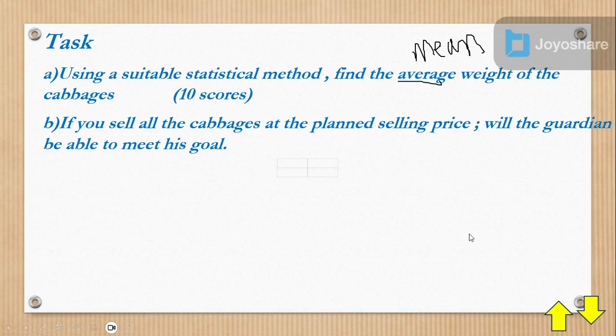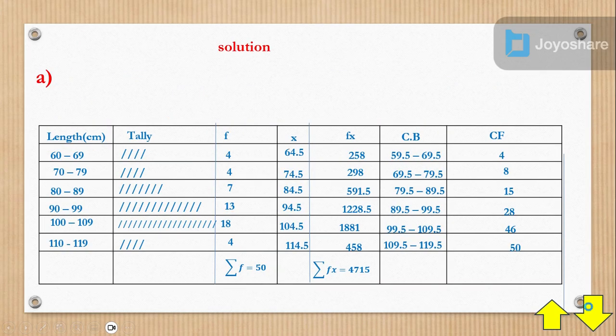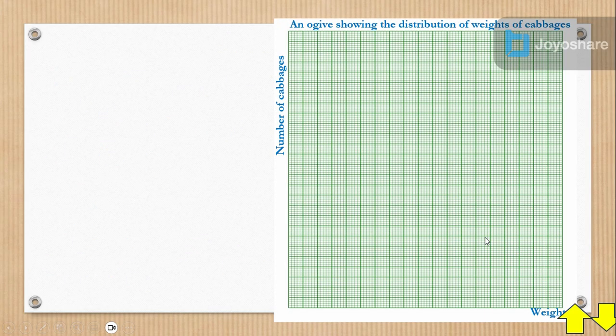Now, the goal: anything which has to do with an expectation to know what is going to happen in the future, anything which talks about the number, because here what you are looking at is the number of cabbages, anything which specifies the number, you always draw a curve. So anything to do with predicting the future, we always use curves. So here we shall use a cumulative frequency curve to predict whether the goal will be met or not. Then anything which talks about display is a histogram. So it means that you shall need to draw a graph in order to know whether he will be able to meet his goal.